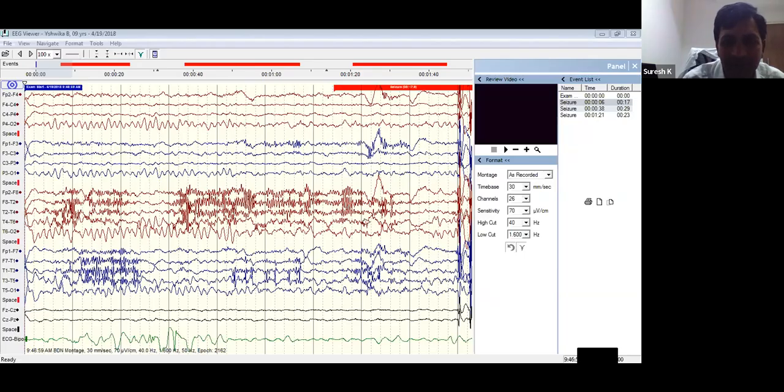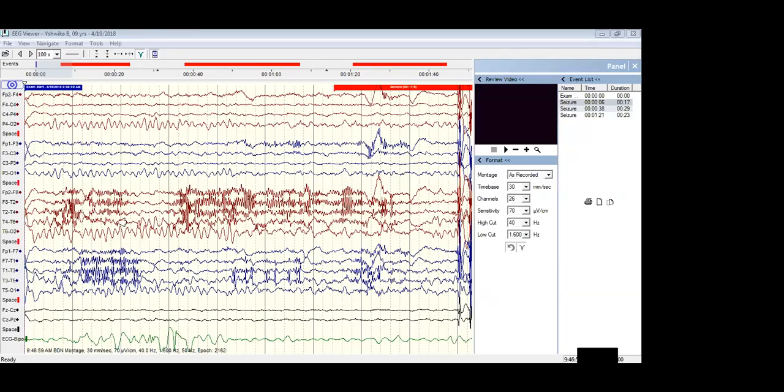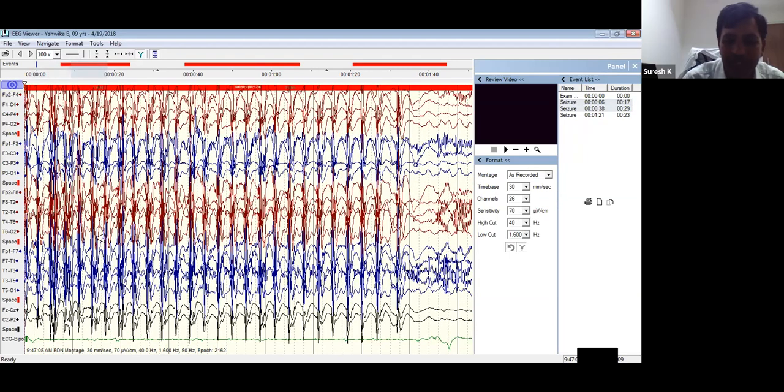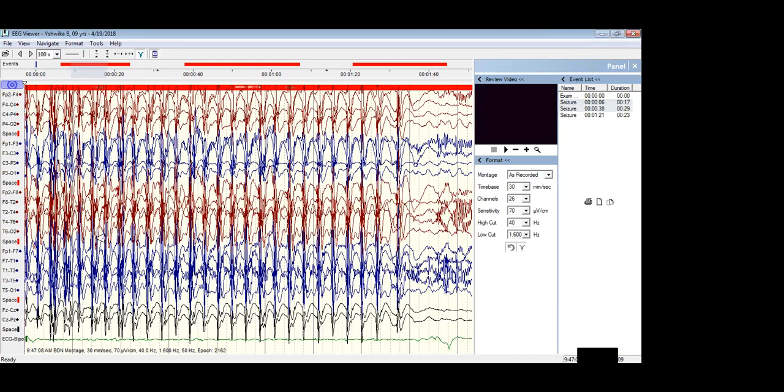Are you able to see now? Asta? Yes, sir. Now it's small. Are you able to see? Yes, sir. What you are seeing now, the video you are not able to see, no? No, sir.